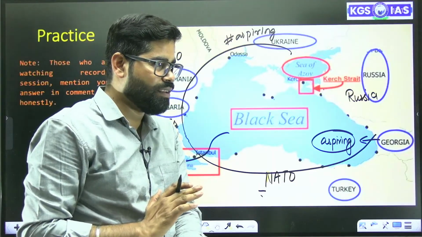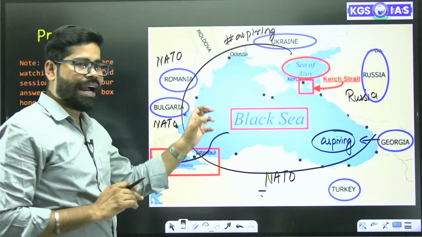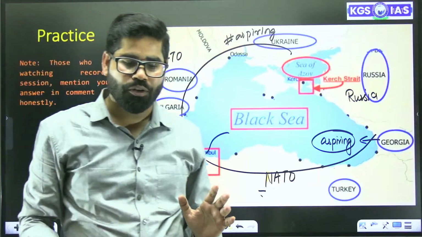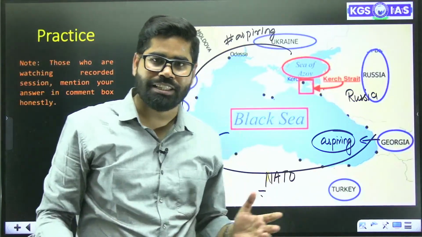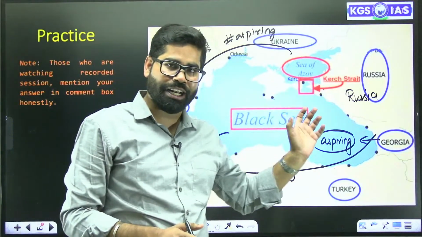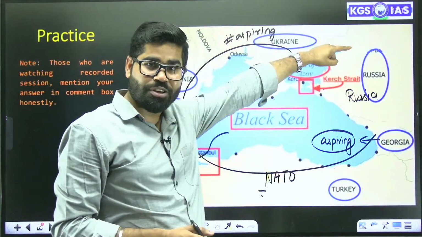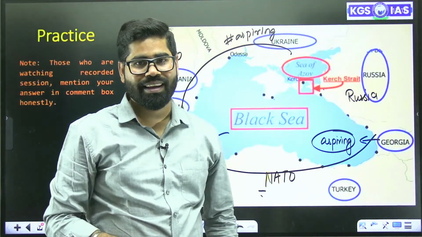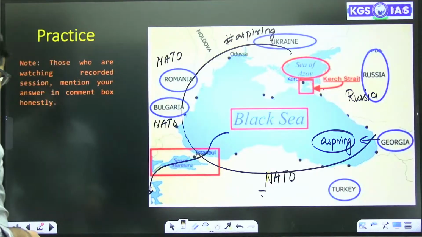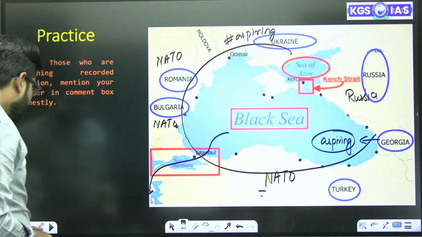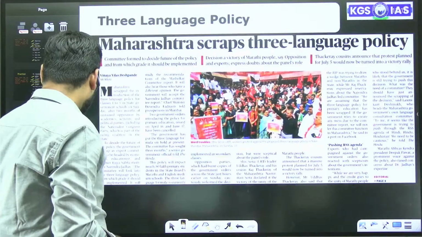So this is one part which we look at as part of the Black Sea. I hope you understand that when you see the Black Sea, it is surrounded by the NATO nations, and in the midst of that we have Russia. So that is one of the geopolitics. Now, let's come to today's session.